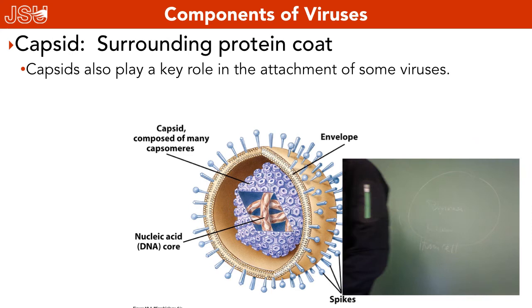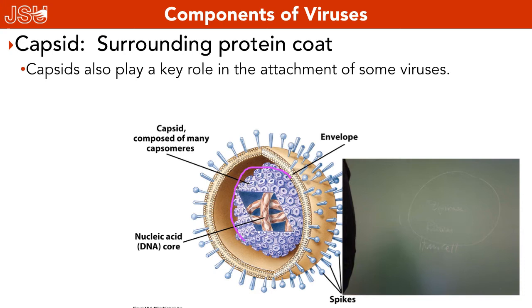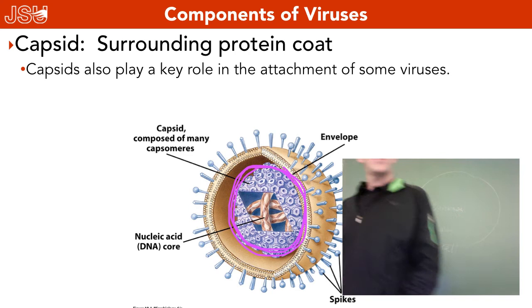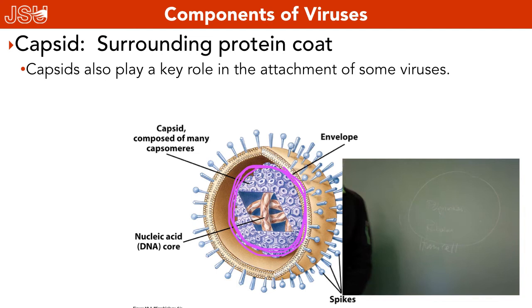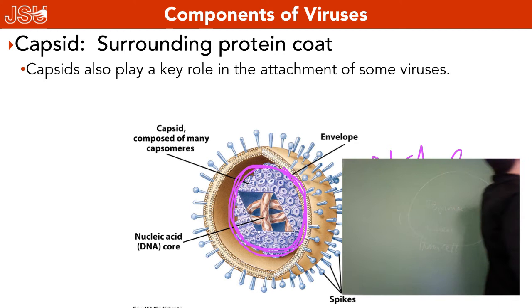All right. So surrounding this bad boy is a capsid. This thing right here, this whole shell in the center. See what I'm drawing with the purple around there? That entire thing is the capsid. Now, if a virus just has a capsid on its outside, it's a naked virus. Naked viruses do not have this envelope structure. They just have this capsid structure surrounding them.